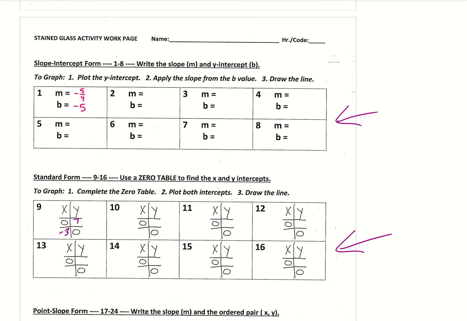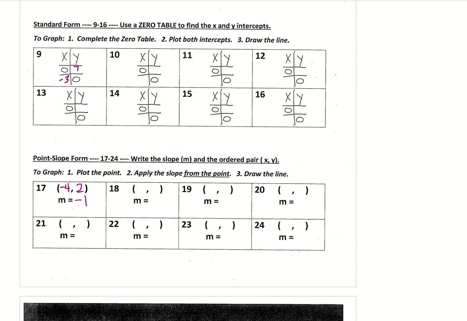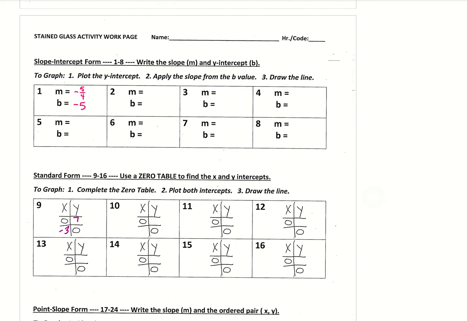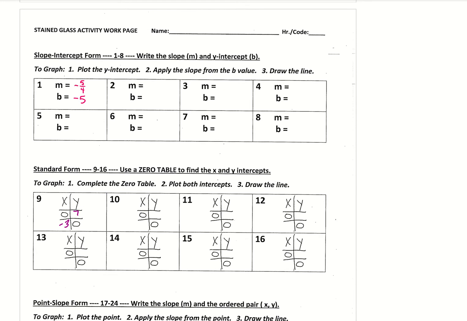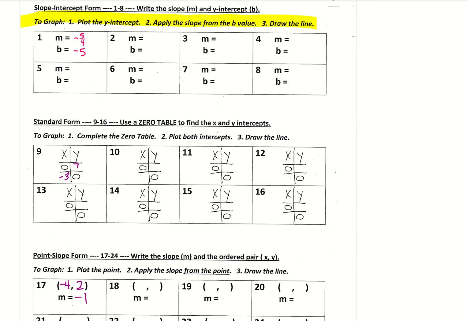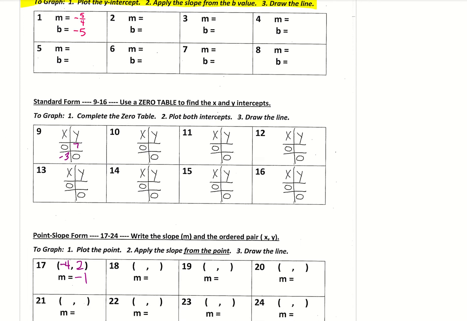Again, you can do more than 4 in each one, and you'll get bonus points, okay? So I'm going to go ahead now and go through the graphs of each of these. All right, so I'm going to start with number 1, the slope-intercept form one. Now notice right here, it gives you the instructions on how to graph, but I'm going to walk through it anyway, okay? So step 1 is to plot the y-intercept. Okay, the y-intercept is going to be -5/4.